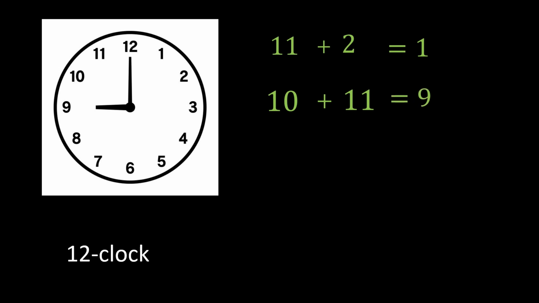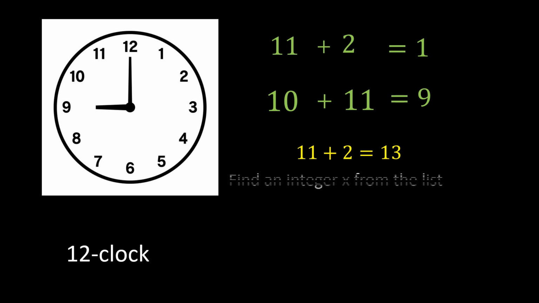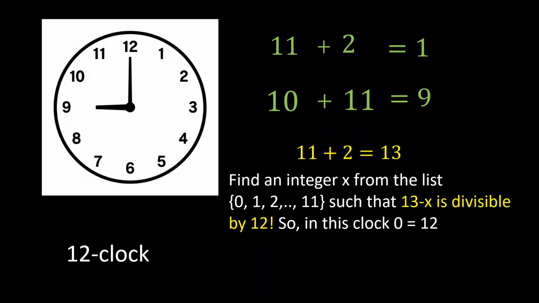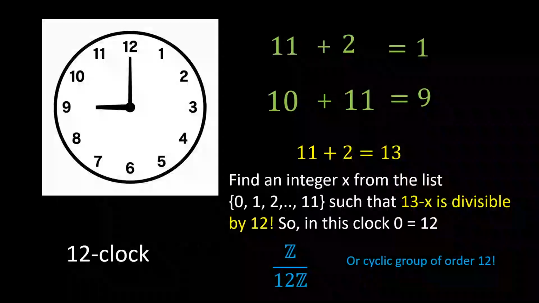What you are doing is that after adding 11 plus 2 and getting 13, you are finding the remainder you get after dividing 13 by 12, which is 1. In other words, you find an integer x from the list 0, 1 to 11 such that 13 minus x is divisible by 12. So, 13 is equal to 1 and 0 is equal to 12 because 12 minus 0 is divisible by 12 and 13 minus 1 is also divisible by 12. We call this group Z mod 12 Z or the cyclic group of order 12.